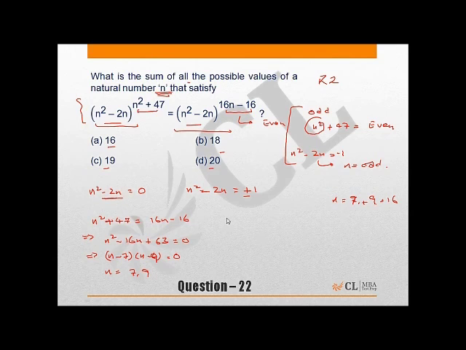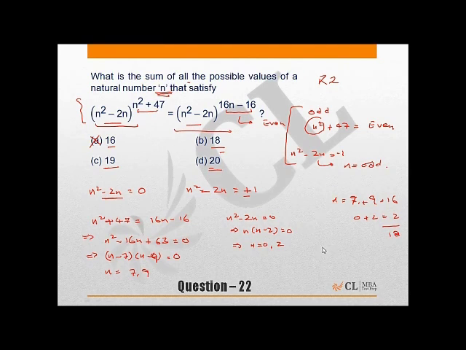If I take this case, n square minus 2n equal to 0, this implies n into n minus 2 equal to 0, or this implies n is equal to 0 or n equal to 2. So we have 0 plus 2. So total we are already at 18. That means the answer can be either 18 or greater than 18, which means choice A is incorrect. Okay, the answer will be either 18, 19 or 20.